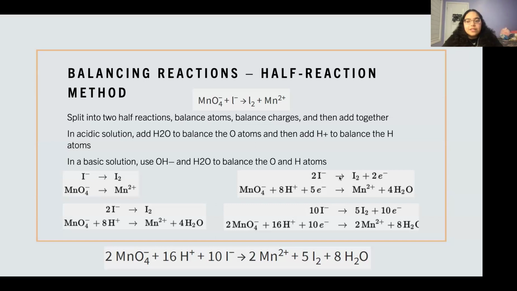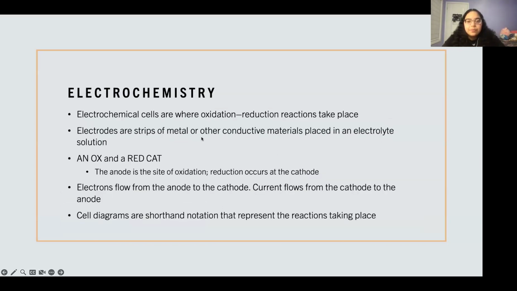And then once that's all balanced, you can cancel out things that are on the left and right, and then add the equations together. So the bottom there is the overall balanced reaction. So it's good to practice balancing some of these reactions, splitting them up and making sure you know the difference when it's an acidic or basic solution.